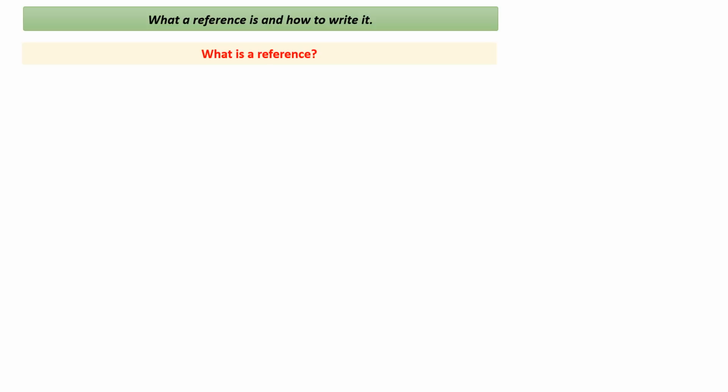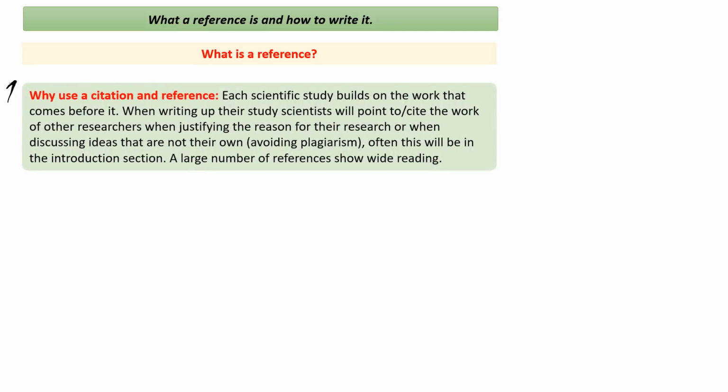So before we go on to writing a reference, let's say what a reference is. Each scientific study that's conducted builds on the work of previous studies. No one piece of science is done in isolation. So when a scientist comes to write up their study for other scientists to read, they'll cite the work of other researchers when it comes to justifying the reason for them carrying out the research that they've done. This is important because they'll be discussing ideas that aren't their own.